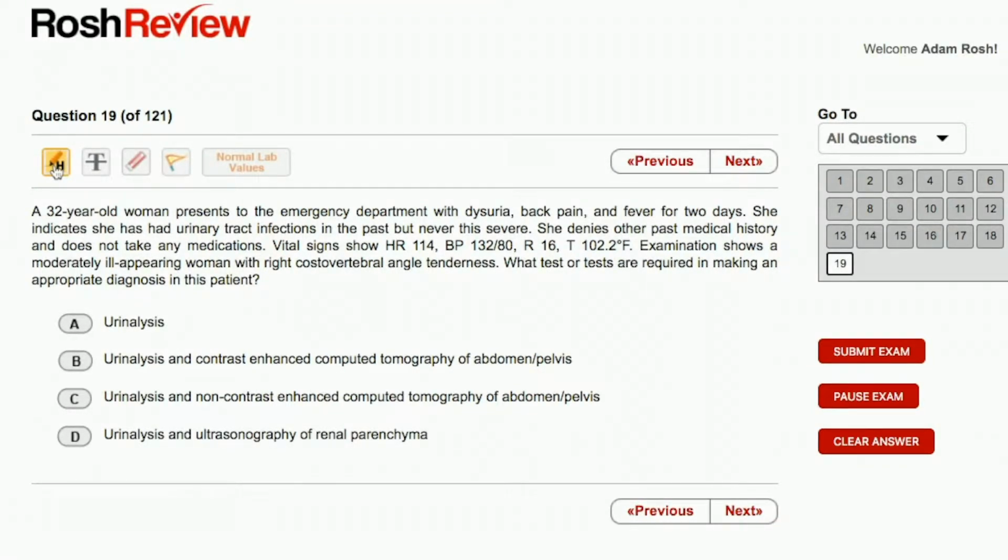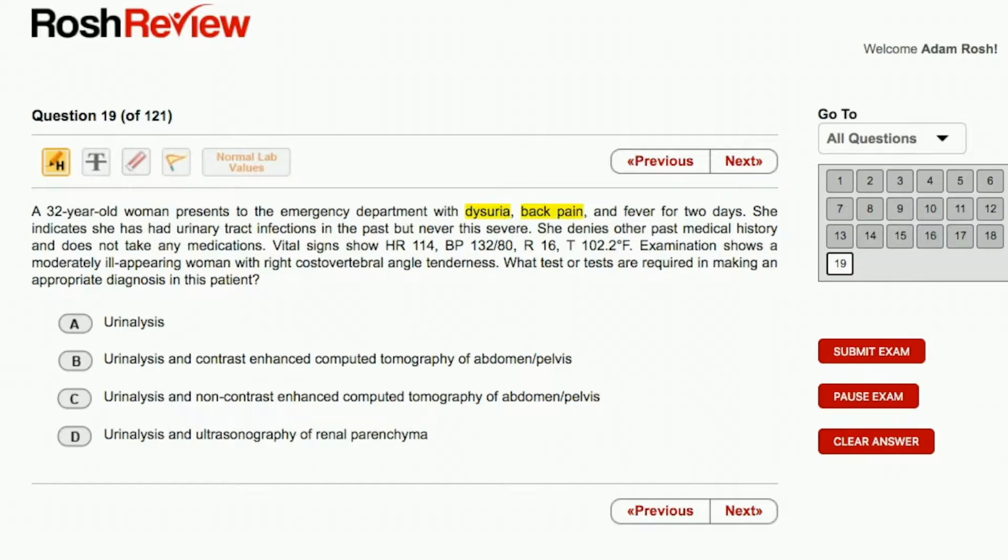All right, so this is relatively straightforward. We need to identify the appropriate diagnosis here. And what are the key takeaways from the vignette? First of all, it's pretty clear that this patient has a urinary tract infection. She complains of dysuria and some back pain. A simple cystitis could certainly cause some referred pain into the back and flank.